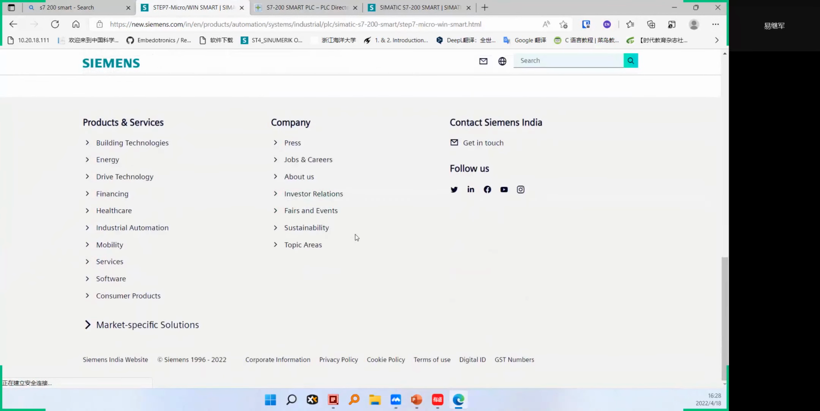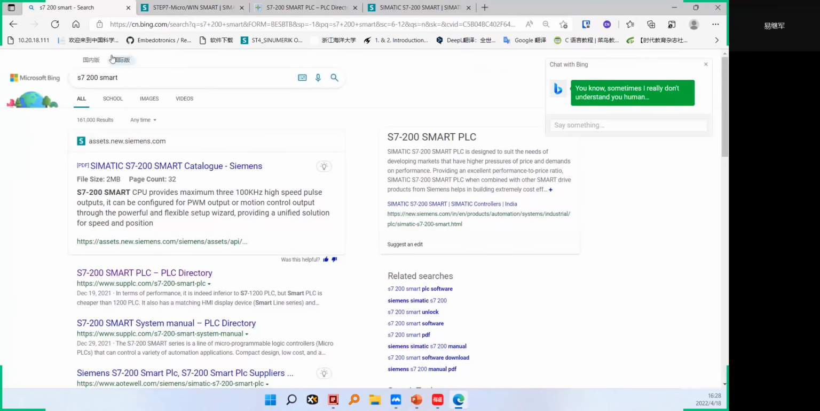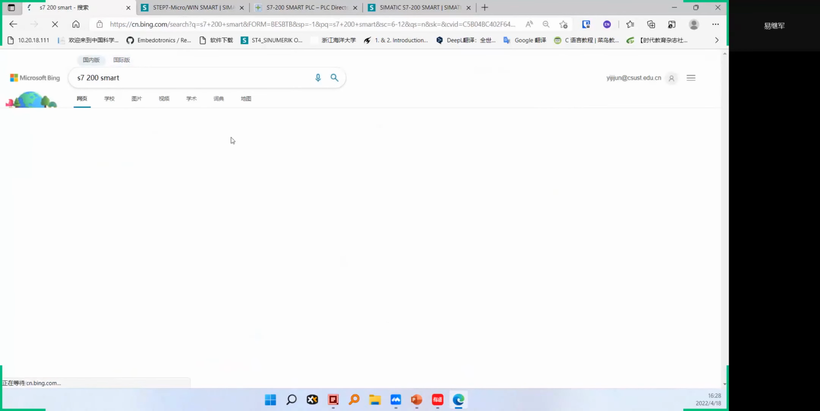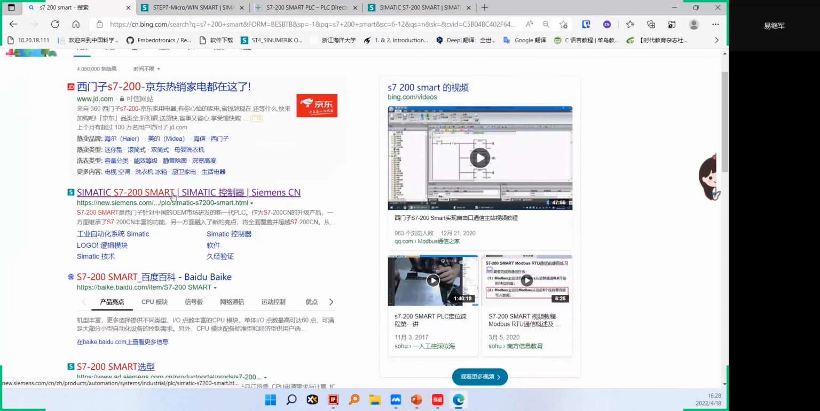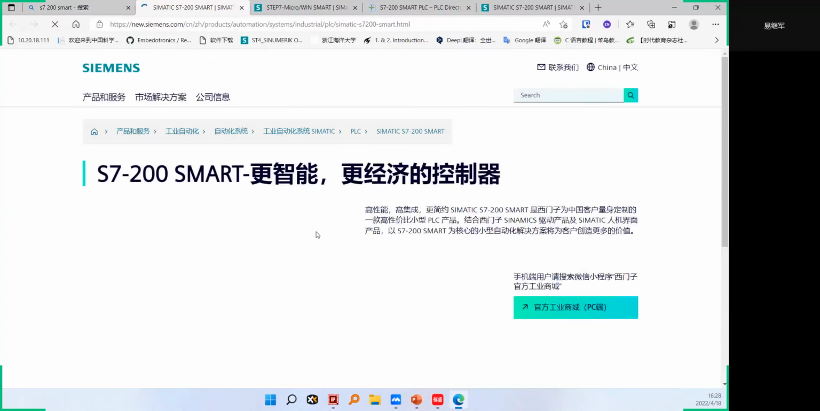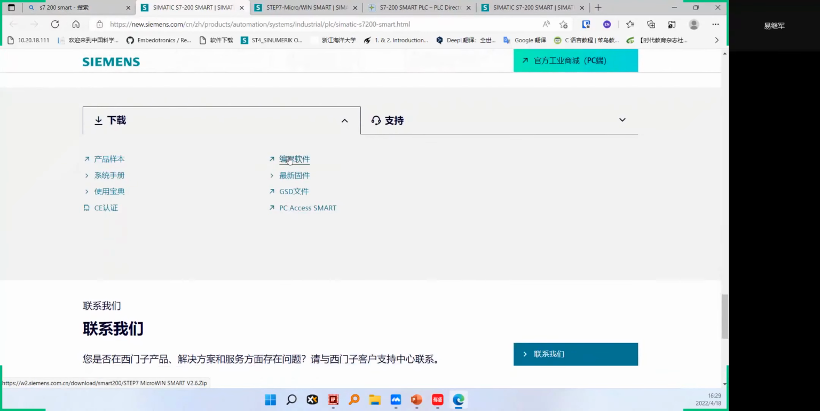Sorry, the website for the Chinese and the English is different. If I search on the Chinese website, Siemens, we can find the software, the programming software. This is the 编程软件, it's for the programming of PLC. PLC. 老师, can you send us this link in the chat group?